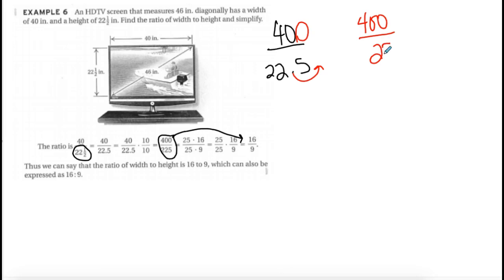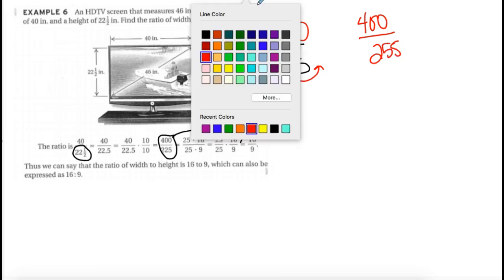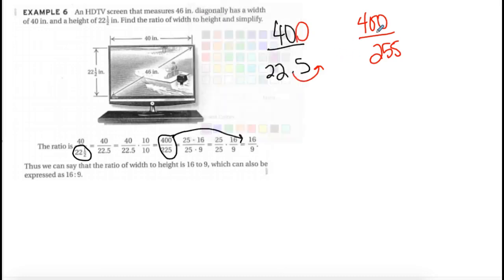So because I'm not allowed to have a decimal, if I had 40 over 22.5 and I want to move this decimal over 1, I need to add a 0 here. That's how they got 400 over 225. I know that 5 goes into both of those numbers because it ends in 0 and 5. So if I divide by 5, 5 goes into 40 8 times. 5 goes into 0 0 times. 5 goes into 25 5 times. 5 goes into 5 1 time.